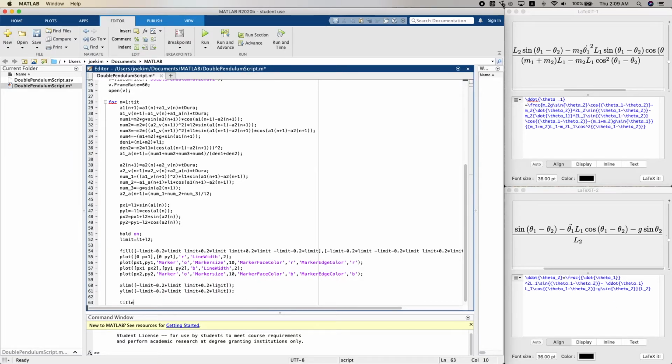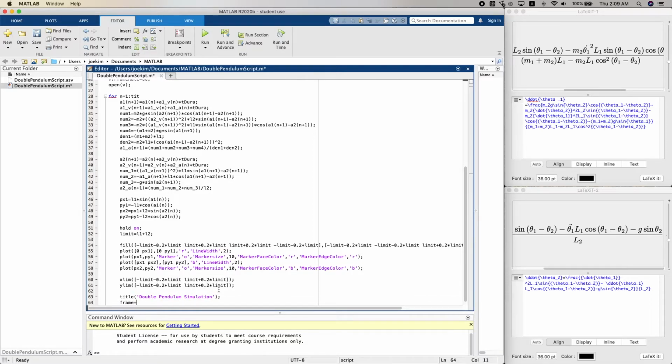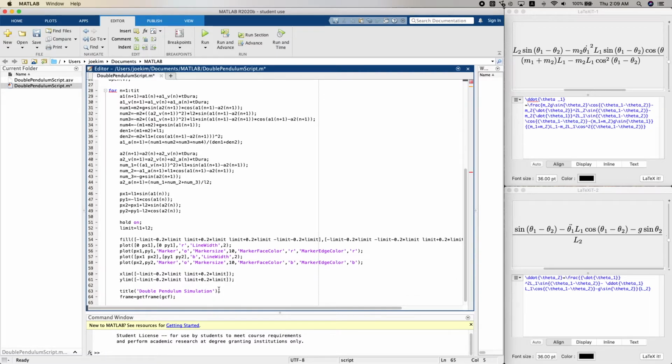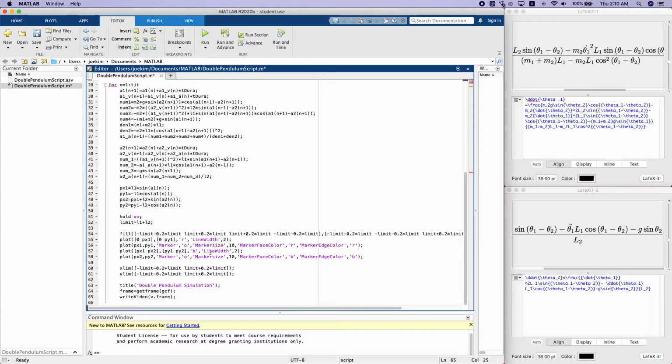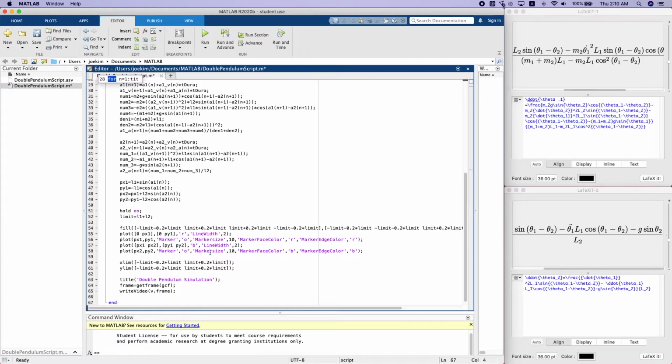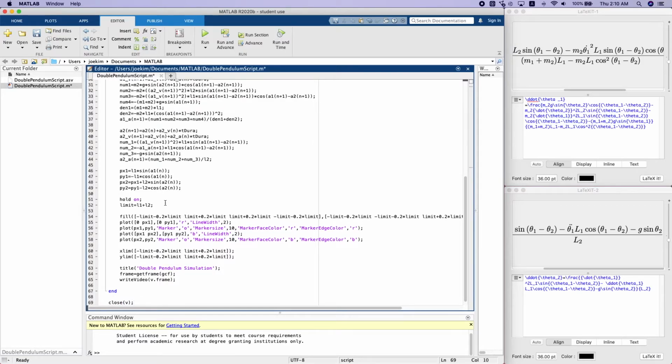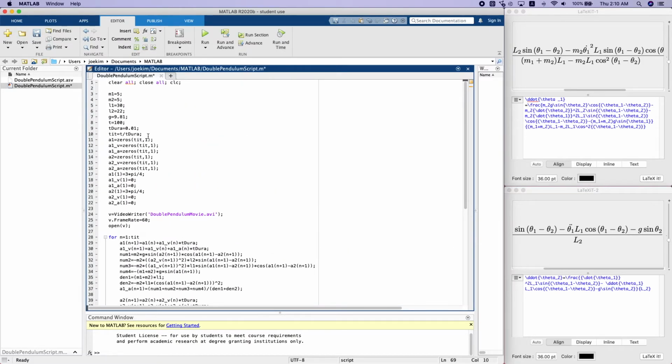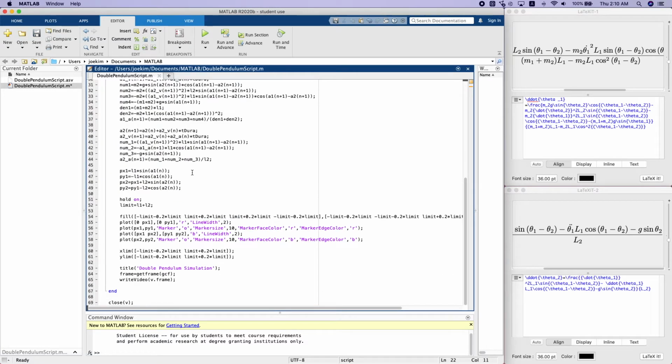We set our title as double pendulum simulation. And then set our video. And that's it. That's basically it. Now we have successfully made our code. Is this going to work? I'm quite confident. So let's see.